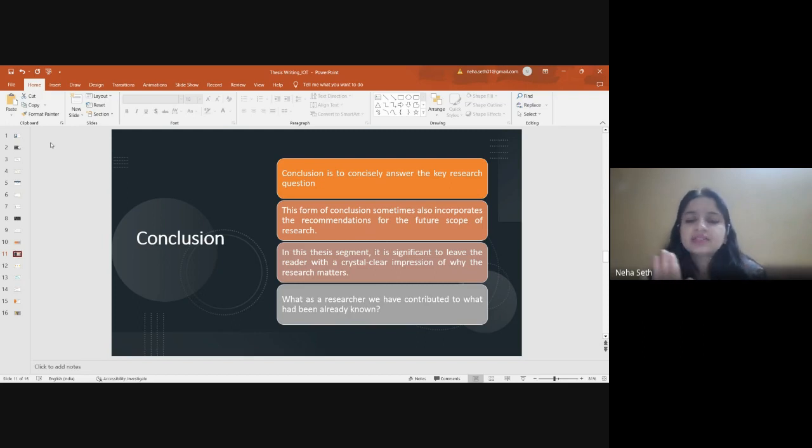In this segment of the thesis, the conclusion chapter, it is significant to leave the reader with a crystal clear impression of why the research matters, why your research was important. So in this chapter, the conclusion should be really concrete in nature, very clear.